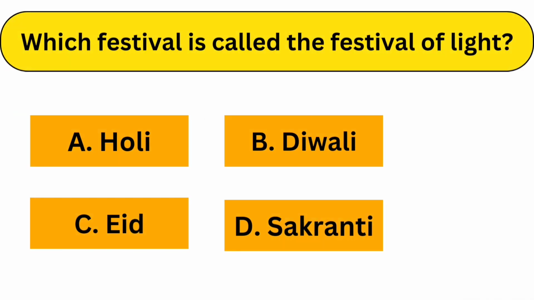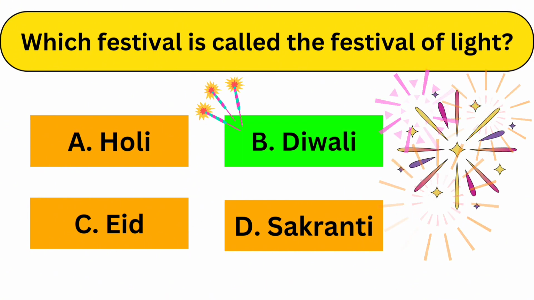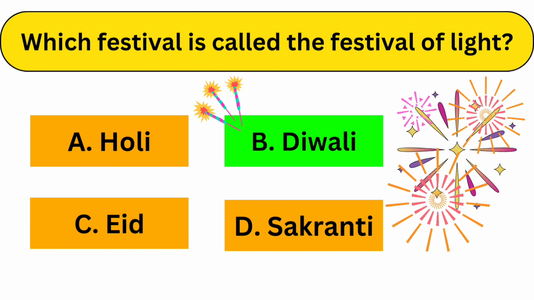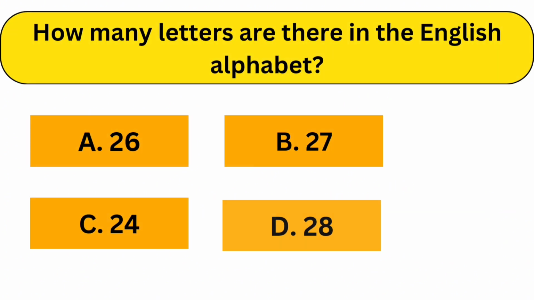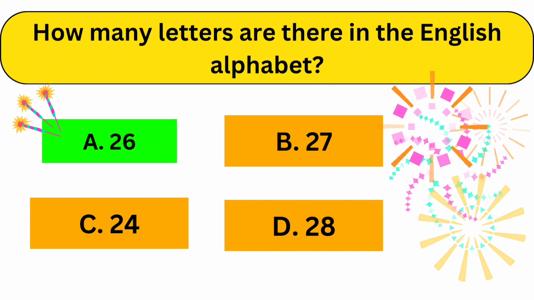Which festival is called the Festival of Light? The right answer is B. Diwali. How many letters are there in the English alphabet? A is the right answer.